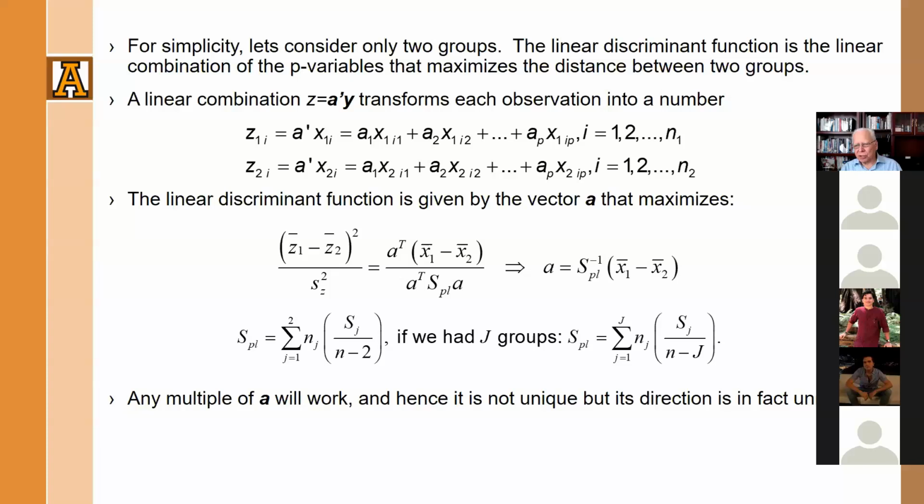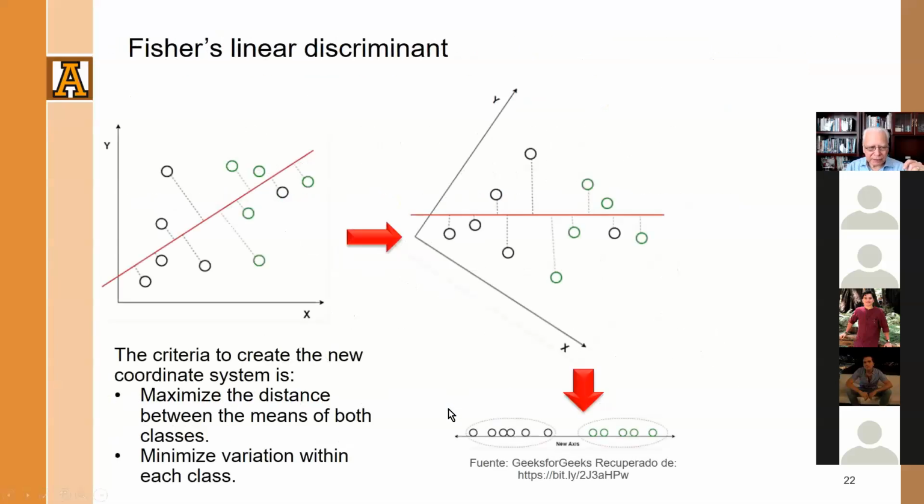Now, it is clear that since I'm maximizing this, any vector A would work, but what matters is not the actual vector, but the direction that that vector is defining. The direction is what's important. Again, here we require that the sample sizes for both groups, minus 2, be greater than P. That's a requirement to be able to estimate these functions.